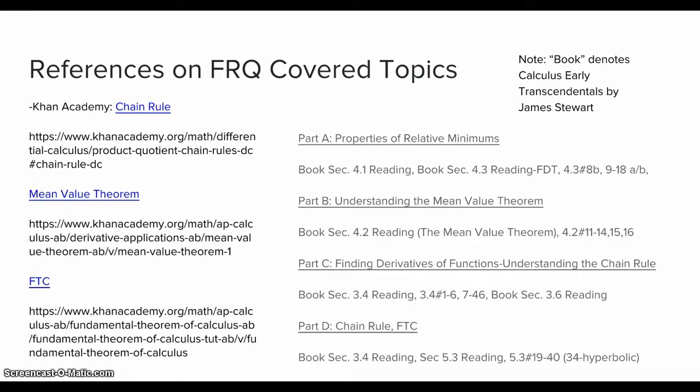Part B involves the mean value theorem. 4.2 is the reading, all about the mean value theorem, and here are some problems involving the mean value theorem. Part C has to do with understanding the chain rule very well so that you can spot it, and section 3.4 is all about the chain rule. These 3.4 problems are about evaluating the chain rule, and 3.6 is about logarithms, in which in part C there was the ln of f of x.